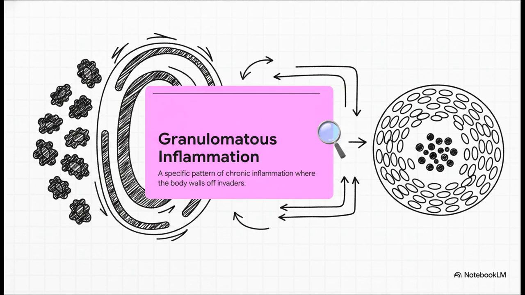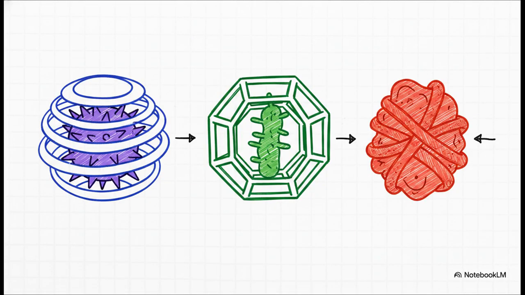Granulomatous inflammation is a highly specific, complex pattern of chronic inflammation analyzed in pathology. It is not just generic, lingering swelling. Instead, it's a specialized, highly organized defensive strategy, where the body, basically unable to destroy an invader, literally attempts to build a microscopic wall around it to contain it. How crazy is that? And it is incredibly fascinating because it's definitely not a one-size-fits-all approach.